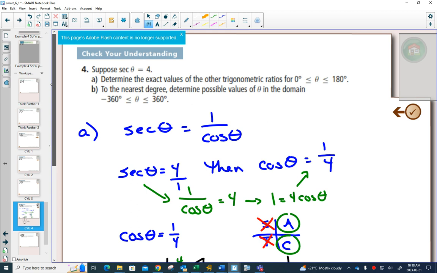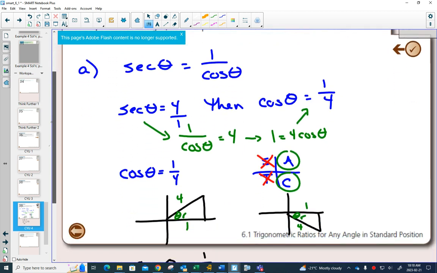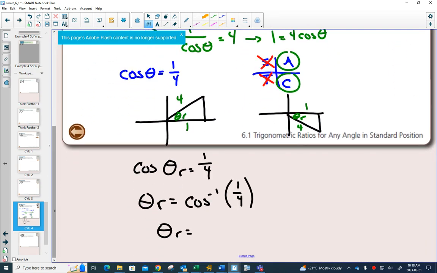I'm reading part B already. We're not even solving it, but we'll write it down, 75.5 degrees.